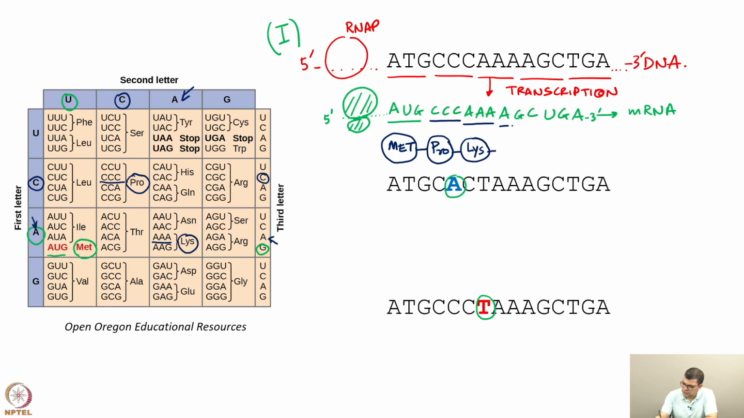We keep moving, next one is AGC. So, this first is A, second is G and the third one is C. So, AGC corresponds to serine. And after that we get UGA, which is U, G and A, and that is a signal for the ribosome to stop the process of translation, and the two subunits disassemble and we get this particular amino acid chain.